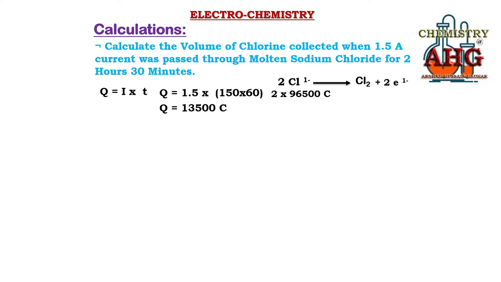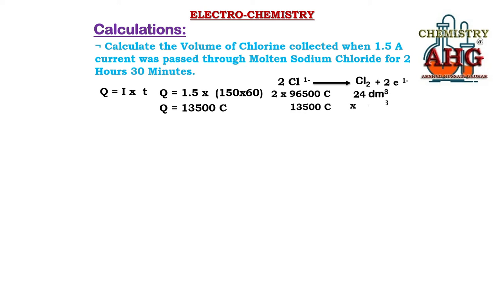But since we need volume, 1 mole of any gas has 24 cubic decimeter. So you can write down this relationship: 2 into 96,500 coulomb charge would produce 24 cubic decimeter volume of chlorine. But right now, through this experiment, through this molten form, we have passed 13,500 coulomb charge. So how much volume will it produce?